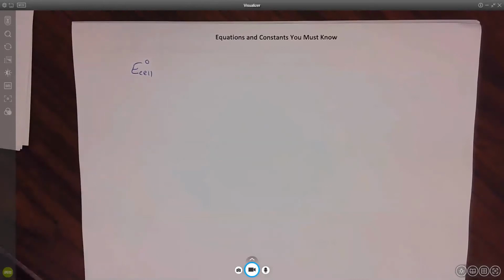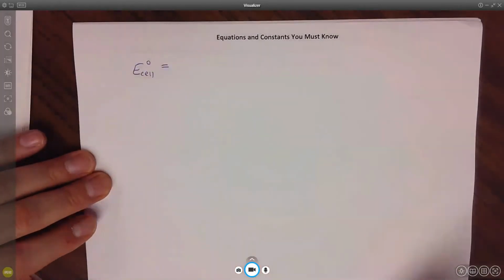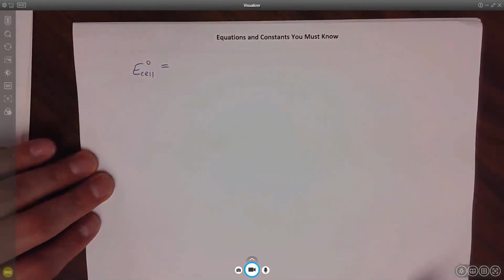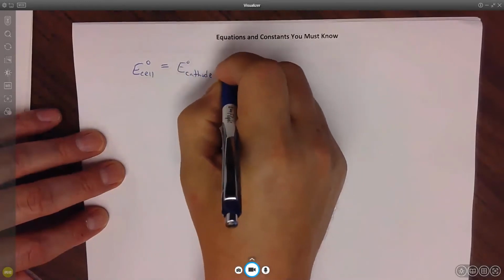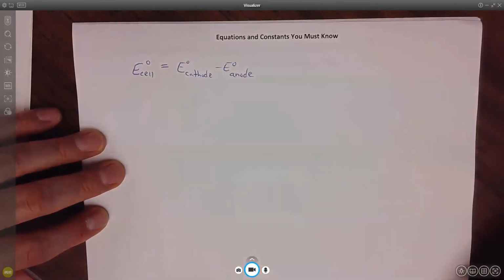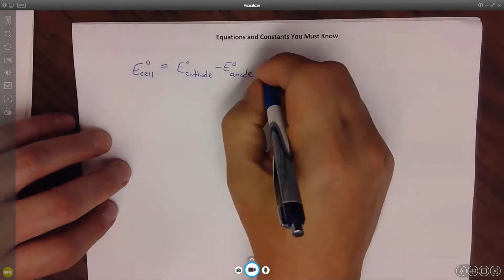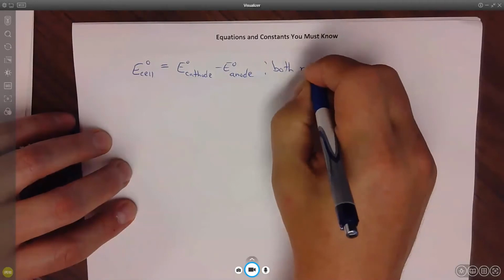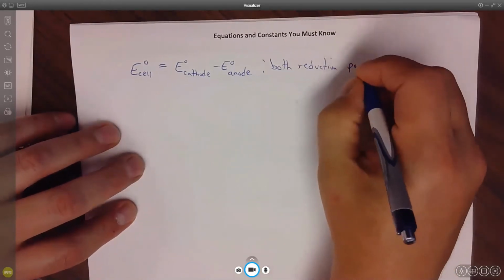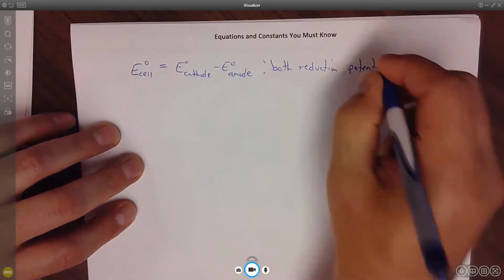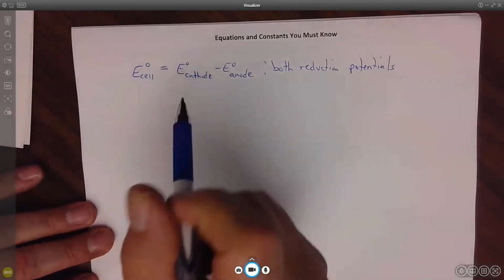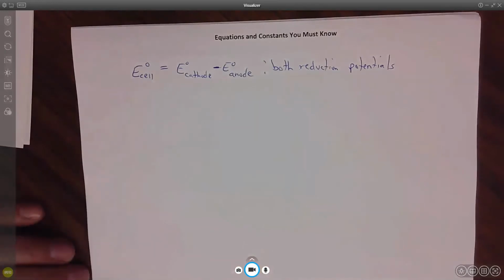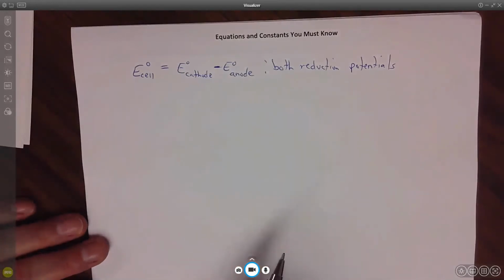This is, again, solutions being at 1 molar, pressures at 1 atmosphere, and temperature of 25 degrees Celsius. We can calculate that using the standard reduction potentials. So it's going to be the standard reduction potential of the cathode minus the standard reduction potential of the anode. And again, these are both standard reduction potentials. Even though we know oxidation is occurring here, we're still going to use the reduction potential, and that's why we put this little negative sign right there. That was flipping the sign of the reduction potential.